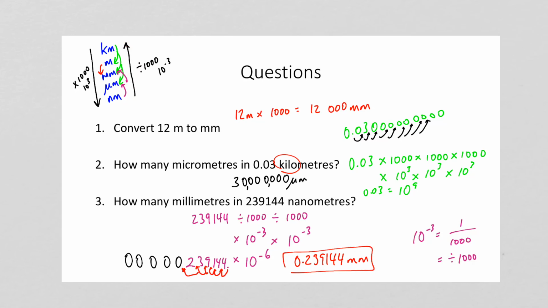When you go up the ladder, you're dividing by 1,000. Do be careful with centimeters. From meter to centimeter, you multiply by 100. If you're going from centimeter to meter, you're going to divide by 100. And if you're going from centimeter to millimeter, you're only multiplying and dividing by 10.